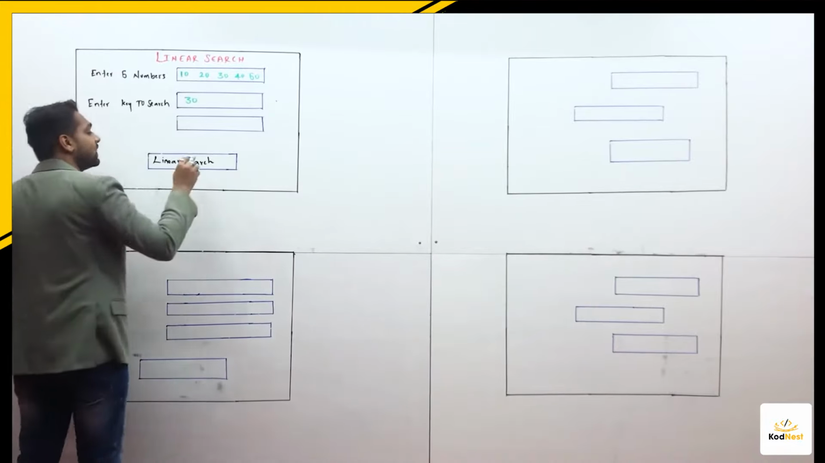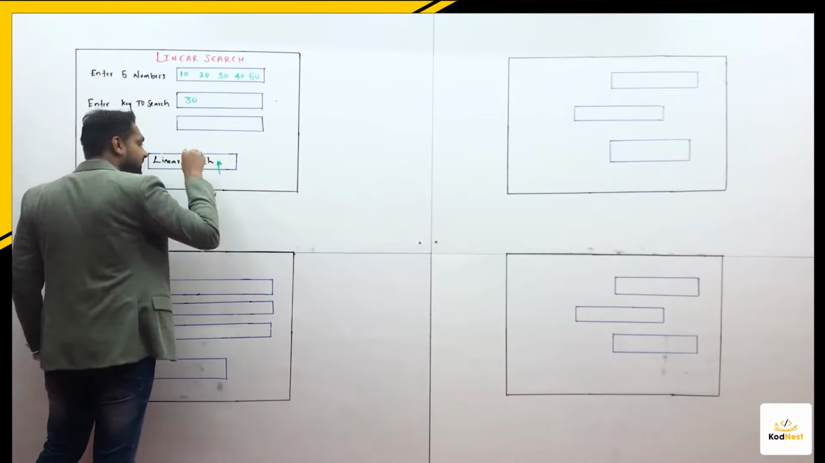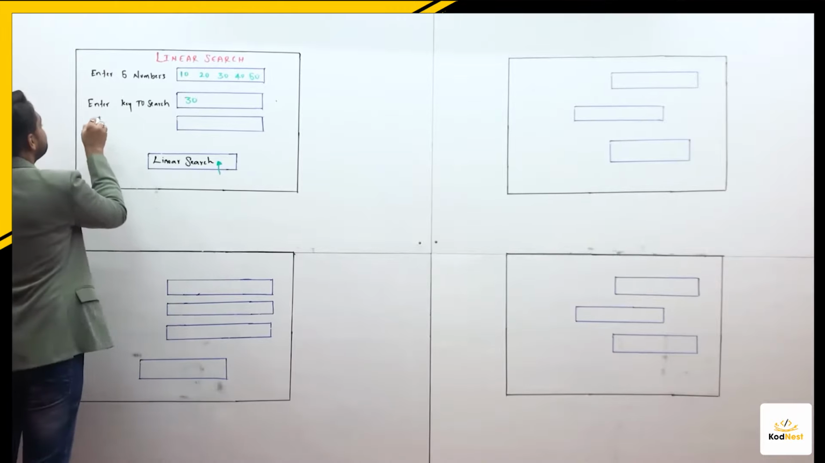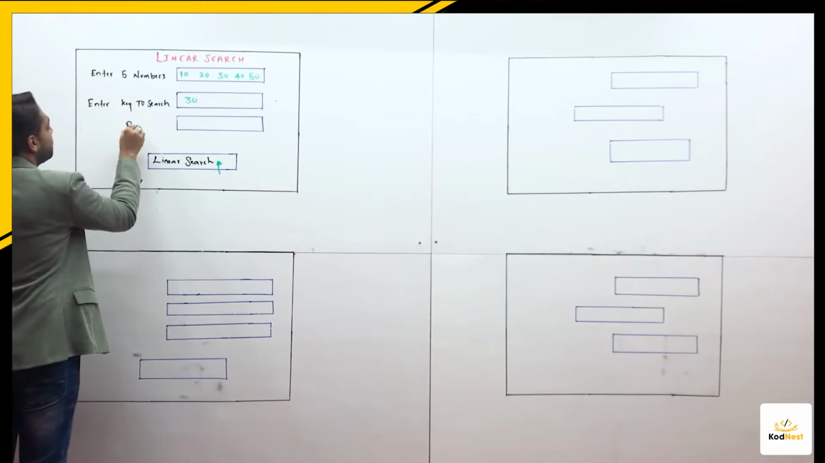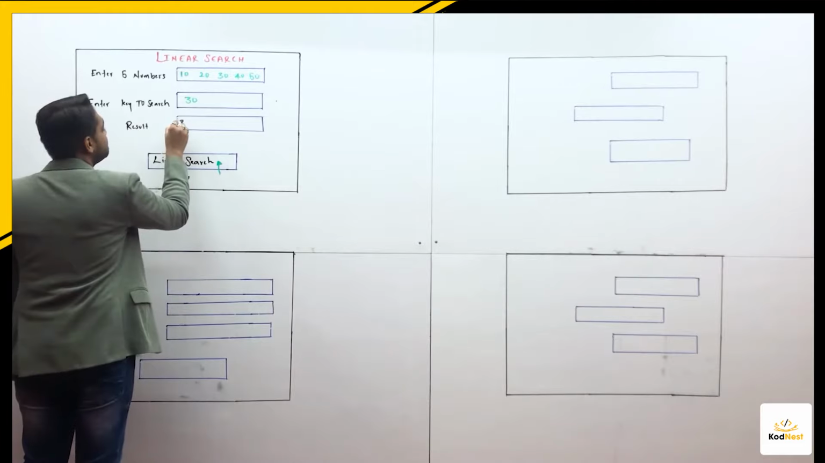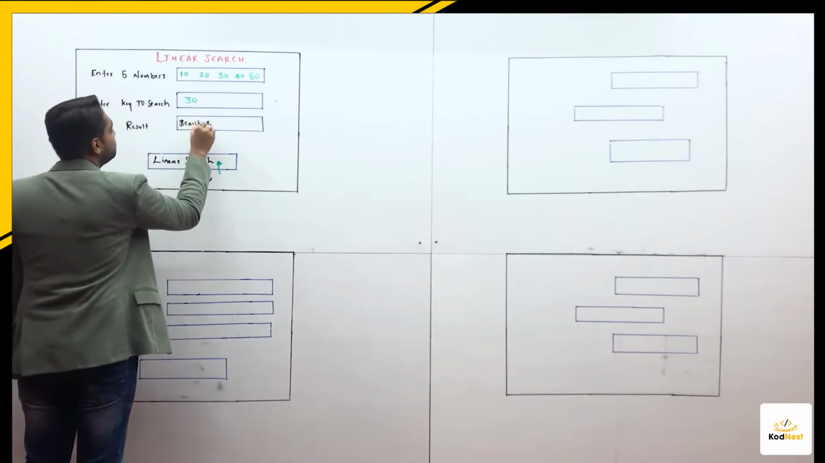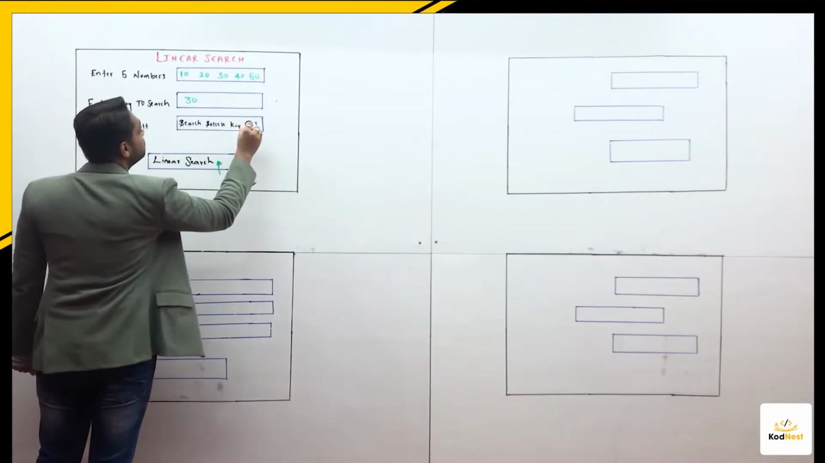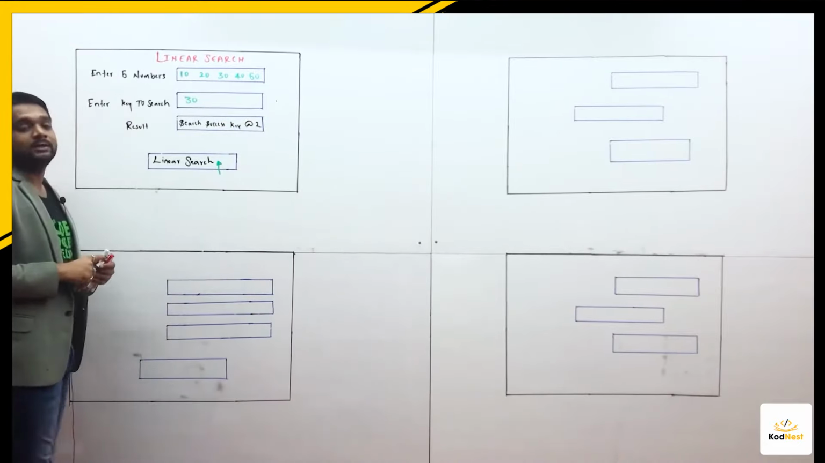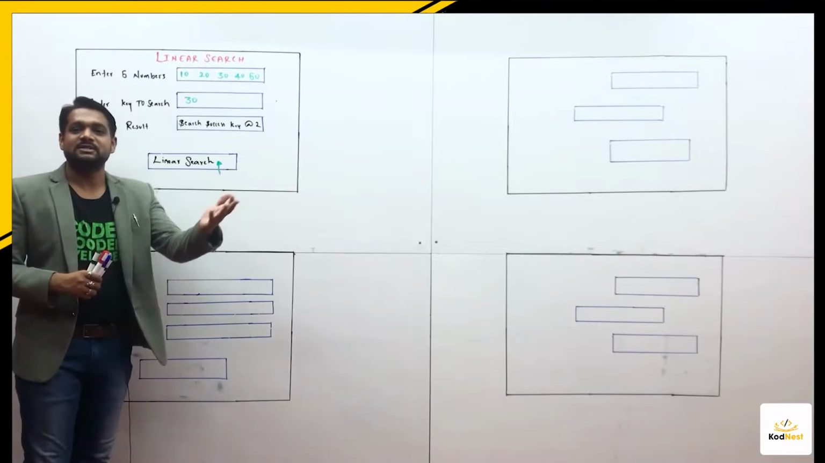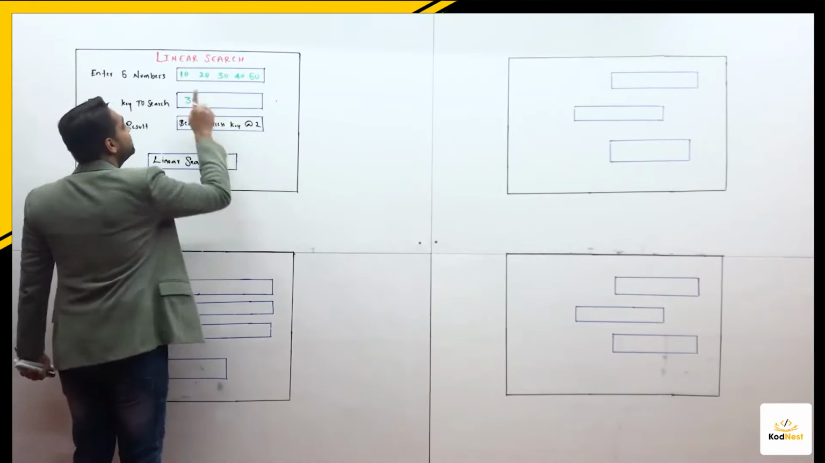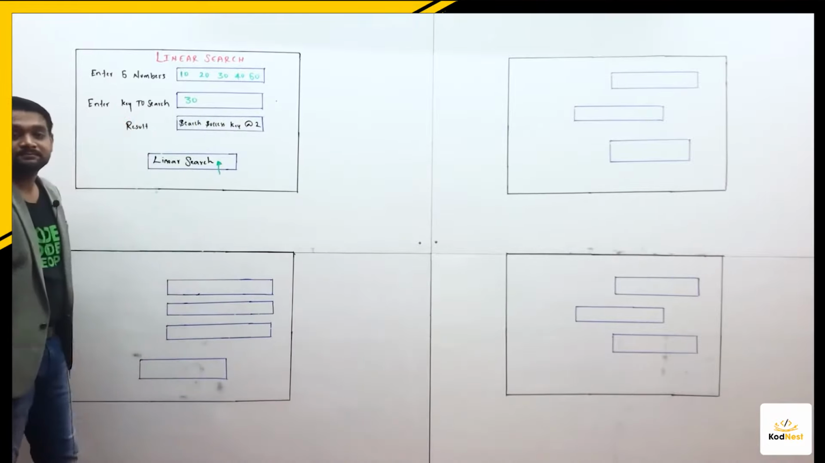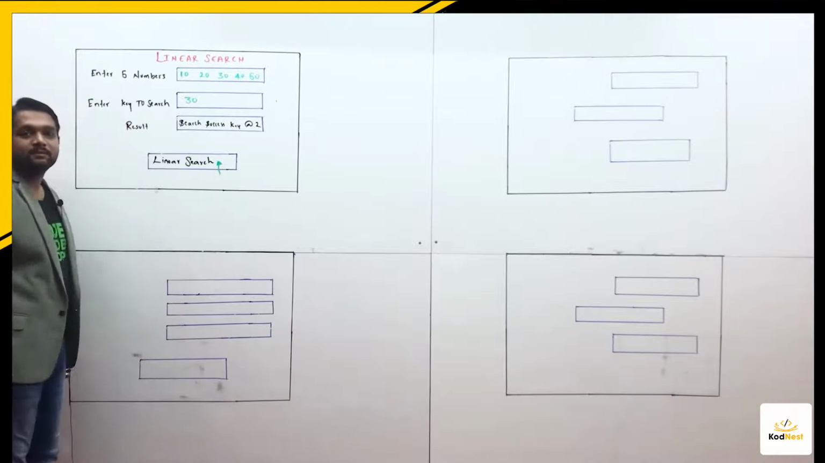If the user clicks on Linear Search, then here you have to get the result like this: Search success, key at 2. Key at 2 means index 0, 1, 2, because 30 is at index 2. Like that you have to print it in the result.